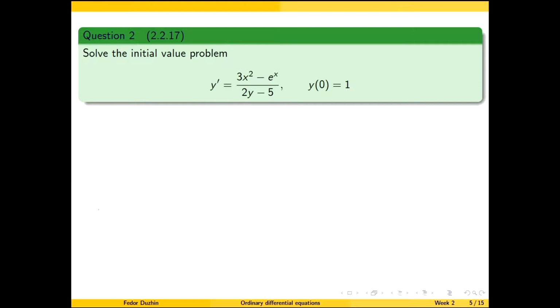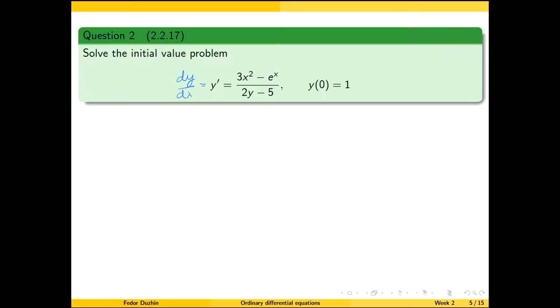So this is a separable differential equation because the right hand side is the product of something in terms of just x, 3x squared minus e to the x, times something that is a function of just y, 1 over 2y minus 5, right? So let us separate the variables. First of all, let me rewrite the left hand side as dy/dx rather than y prime.